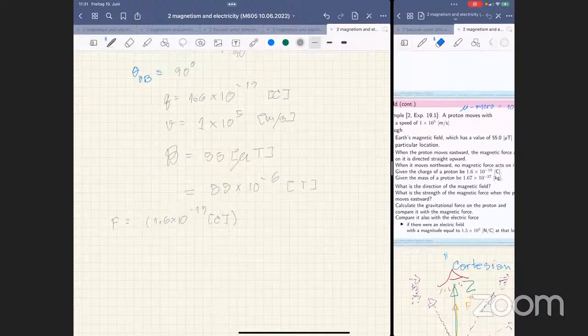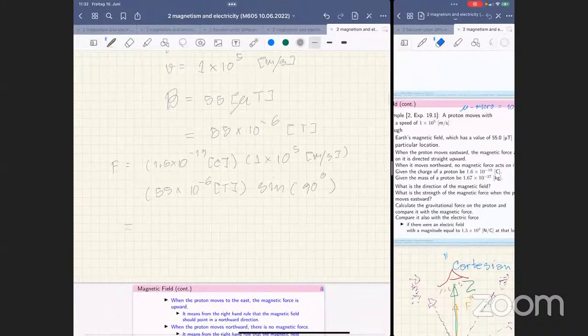Q, and then V is 1 times 10 to the 5 meters per second, and B is 5 times 10 to the negative 6 Tesla. And then theta, which is 90 degrees, or you prefer pi by 2, it's up to you.